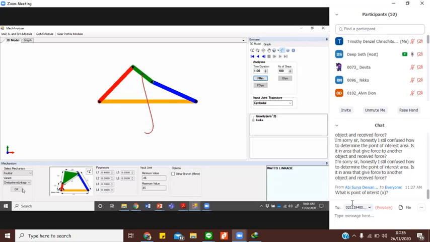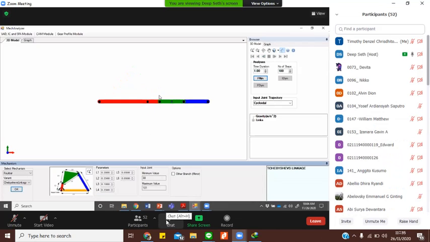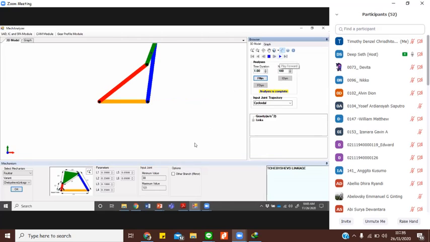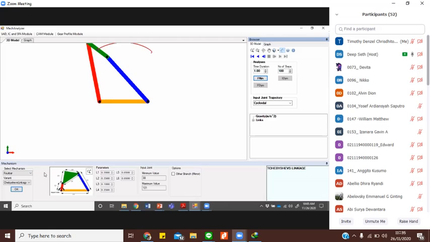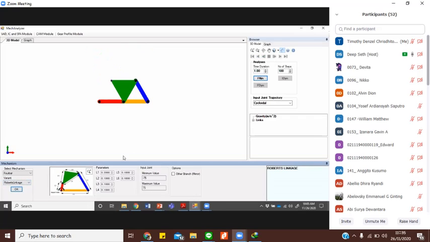Then you have the Chebyshev linkage. So in the Chebyshev linkage, let's see how it works. You have the point of interest in the middle. So you are actually making a curve from the center. And then you have the Roberts linkage. This we have already seen. So there you have the curve over here.